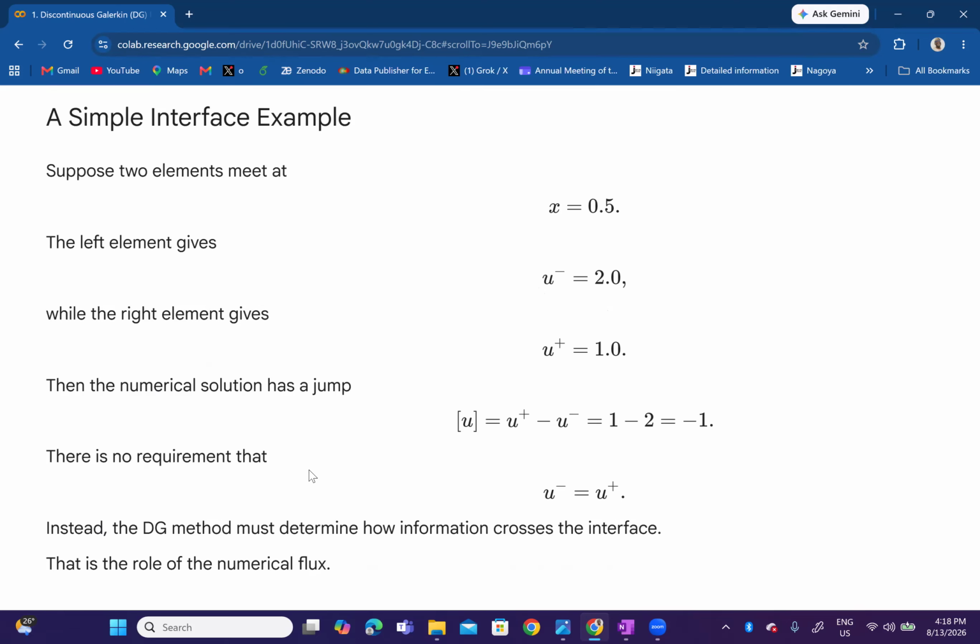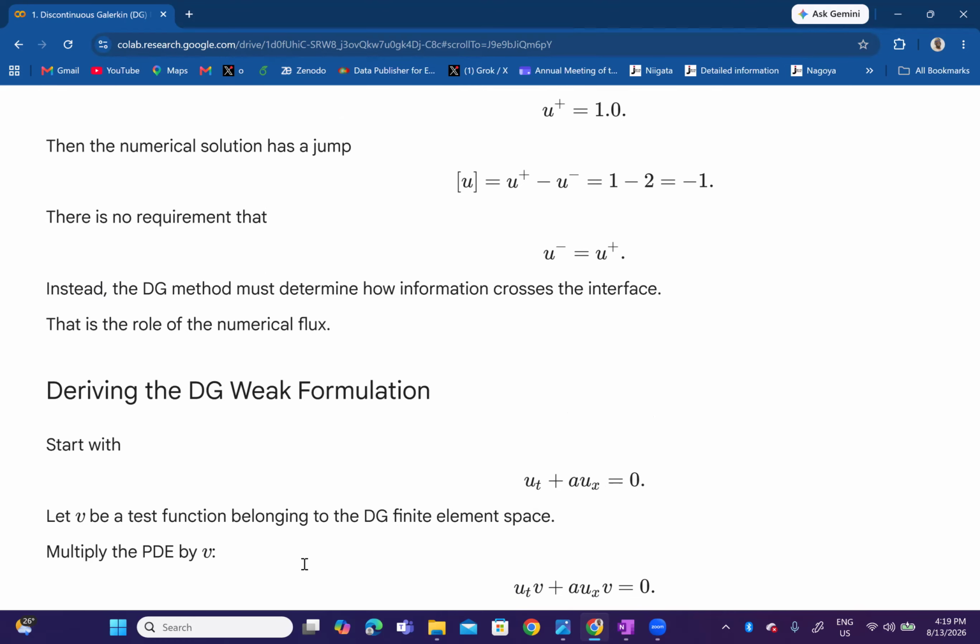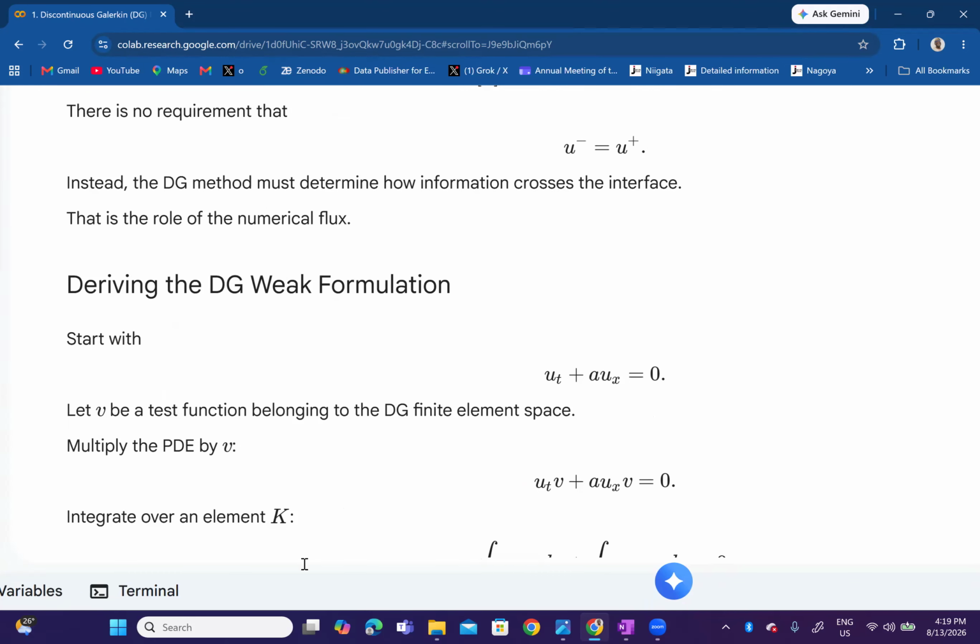So in this case, there's no requirement that u minus should be equal to u plus because we are dealing with the discontinuous Galerkin finite element method. Instead, the discontinuous Galerkin method must determine how information crosses the interface. That's what DG talks about. That is the role of the numerical flux. How does information cross the interface?